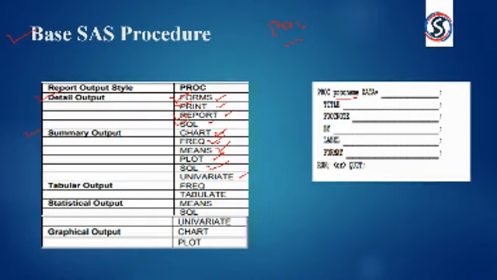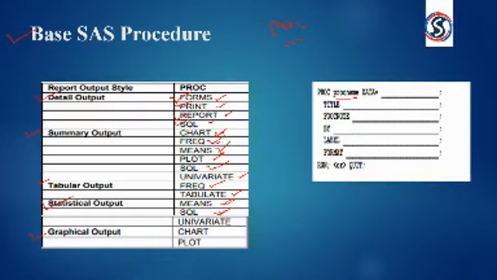Now next we have the tabular output. How will you create the tabular output report? For that we have PROC FREQ, PROC TABULATE, PROC MEANS, and SQL. With SQL also you can do that. Now we have the statistical output. This statistical output is going to compute and print the descriptive statistics. And how will you do that? With the help of PROC MEANS and SQL.